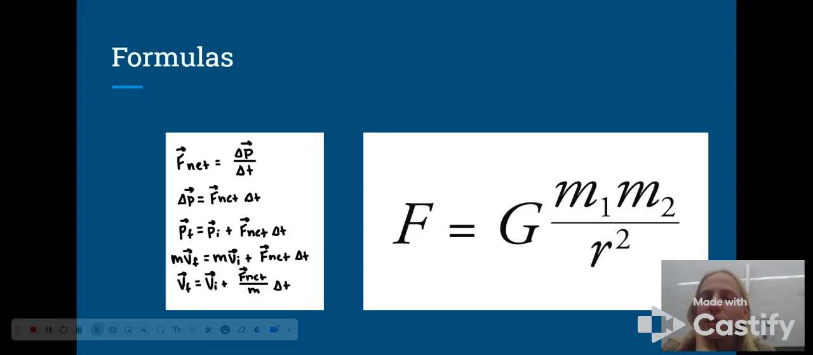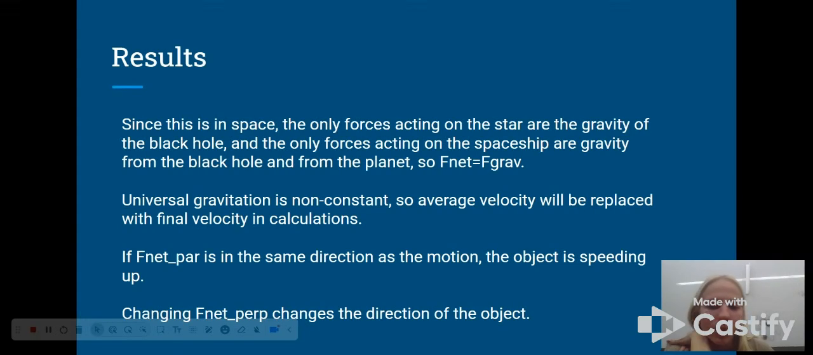The main formulas are forces of gravity, and then position update, velocity update, and general Newton's second law formulas. The only force acting on the star was the gravity of the black hole, and for the spaceship it was also the gravity of the black hole and the planet. So the net force was just the force of gravity, and since we're in space, it's non-constant.